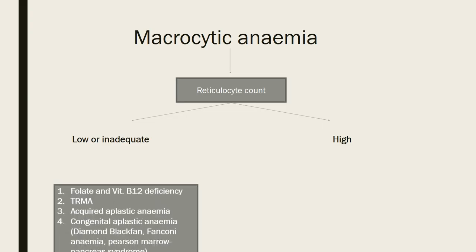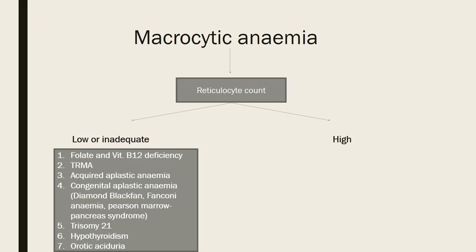If it is associated with low reticulocyte count, then think about folate and B12 deficiency, TRMA, which is thiamine responsive megaloblastic anemia. Think about acquired aplastic anemia, congenital aplastic anemia as in Diamond Blackfan, Fanconi, Pearson marrow pancreas syndrome, and in Down syndrome, in hypothyroidism and in orotic aciduria. Macrocytic anemia with the low reticulocyte count will be there.